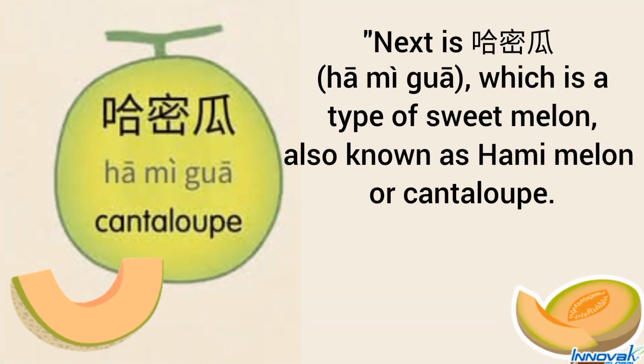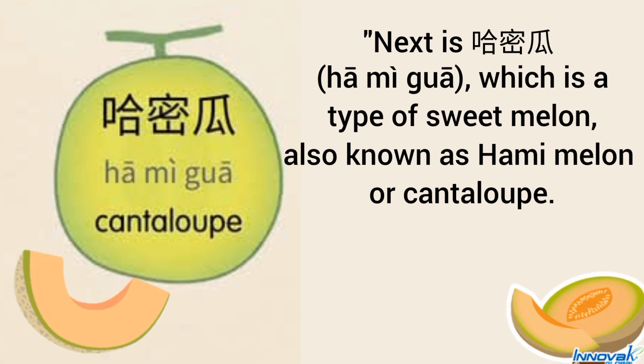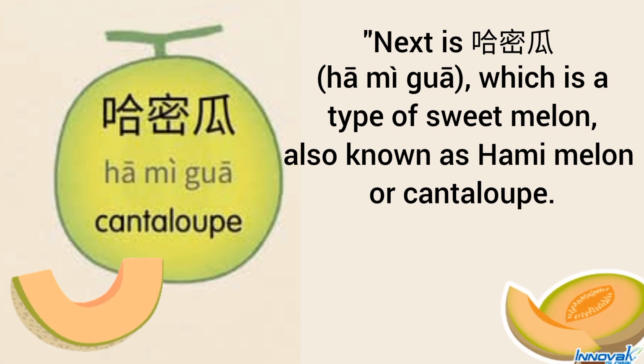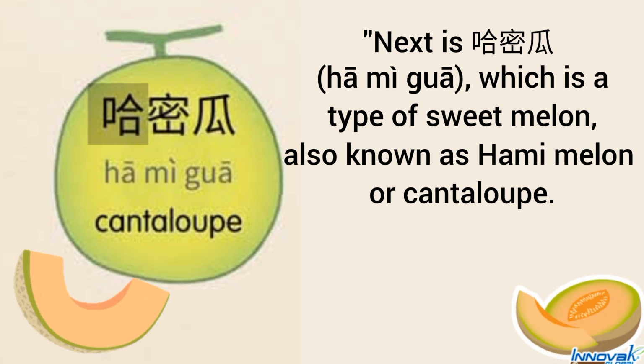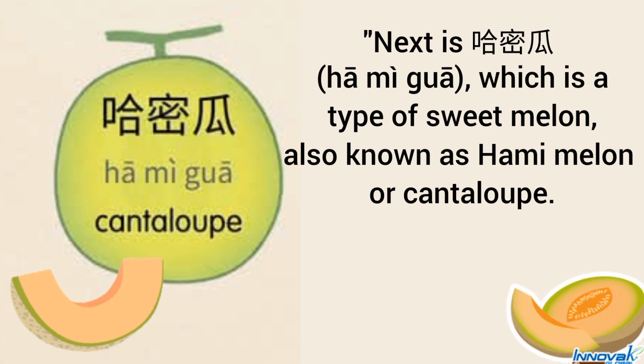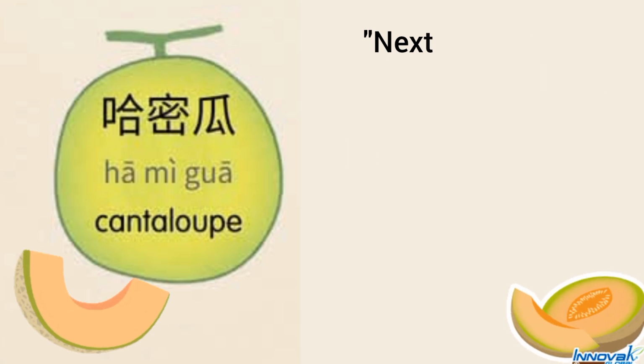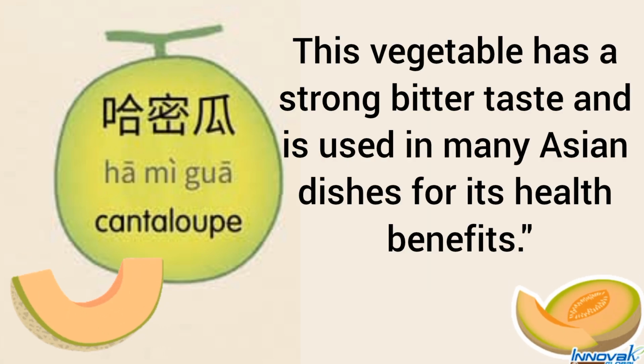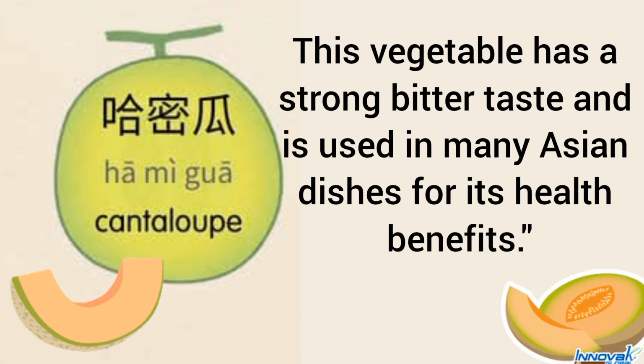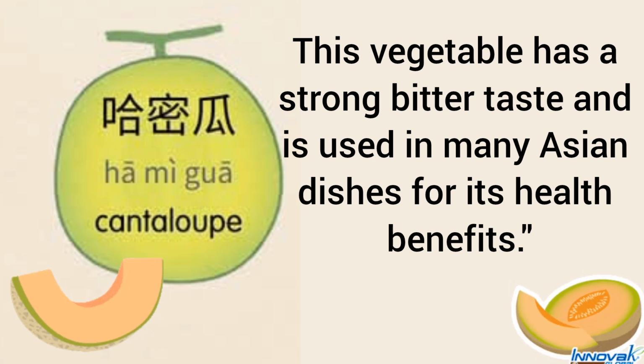Next vocabulary that we have is hammy melon, cantaloupe, which in Chinese is pronounced 哈密瓜. It is a type of sweet melon, also known as hammy melon or cantaloupe. Hope you find it easy and learn it soon. Let's explain it in detail.